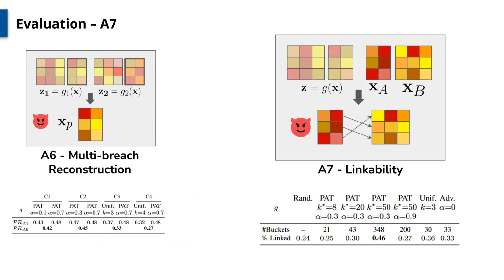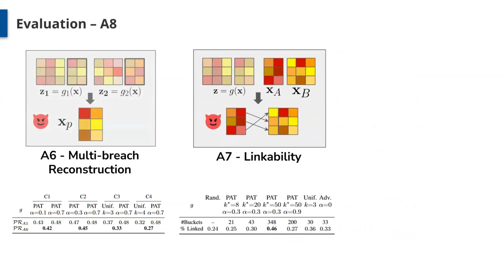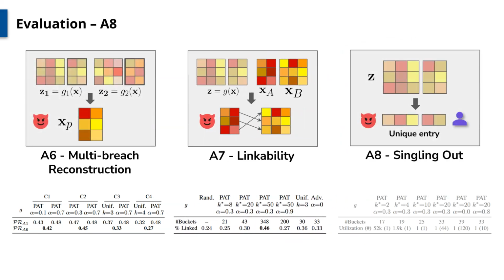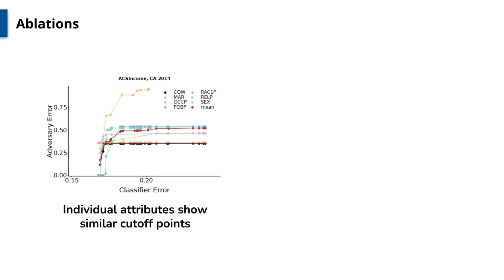Lastly, our linkability as well as our singling out adversary give us insights about how well generalized data can be used for the more recently investigated threats of linking to initially disjoint datasets as well as uniquely identifying individuals in a minimized dataset. We also include several ablations in our paper, two of which we will show here.